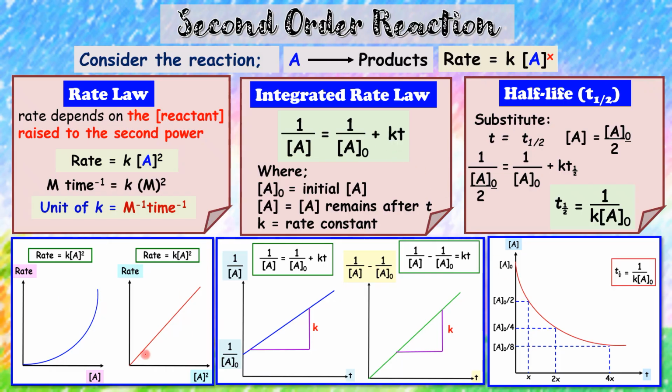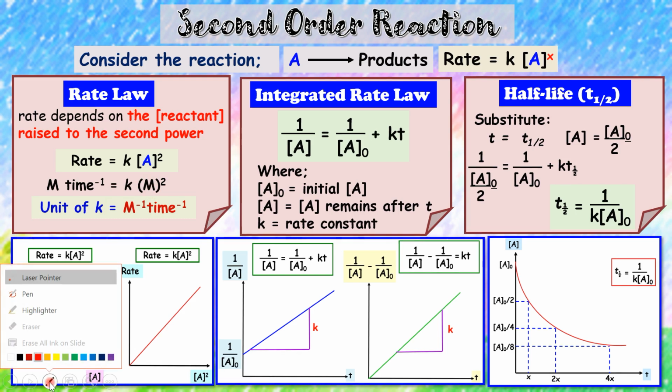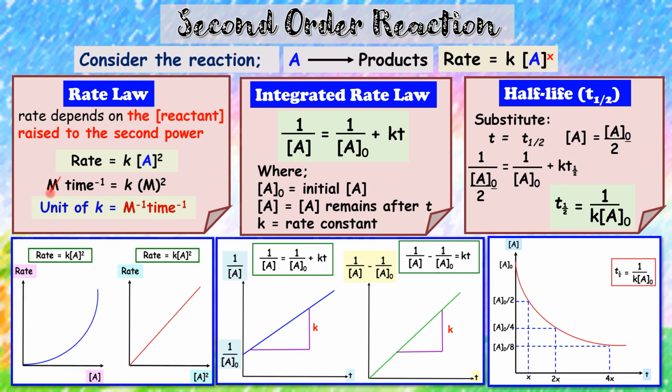Now we move to the second order reaction. Let us consider the reaction A produces product. Rate equals k[A] to the power of x. For the rate law, the rate depends on the concentration of the reactant raised to the second power. So rate equals k[A] squared. When we substitute the unit of rate, molar per time, and the unit of concentration of A, molar, we get the unit for k.